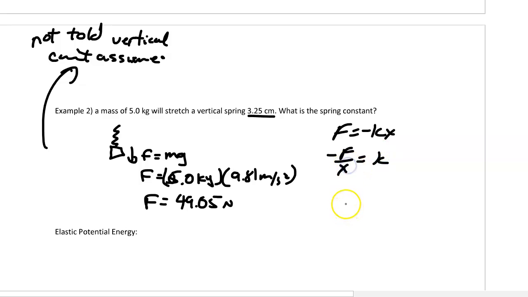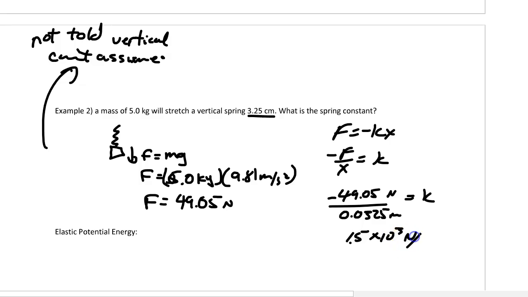So we're now looking for that spring constant. We're going to take that force of 49.05 newtons over a displacement of 0.0325 meters, and so we wind up with 1.5 times 10 to the 3 newtons per meter as your spring constant.